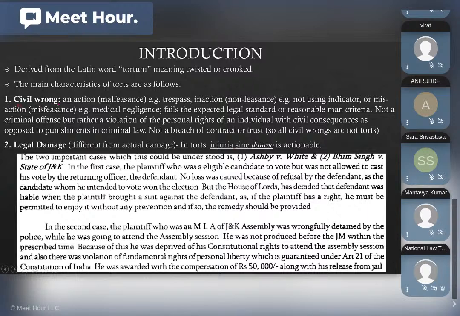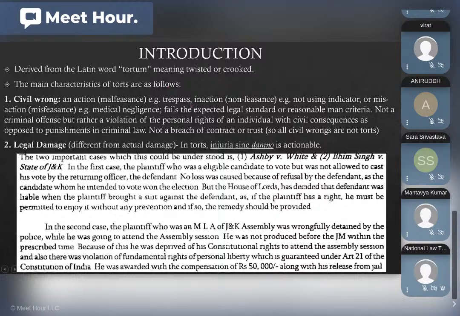Now, torts is an entirely different branch of law. Apart from criminal, we have already read about contracts, so it does not include them. It is a civil wrong, which means it can be an action, an inaction, or it may be a misaction. What does this mean? An action, or it can be termed as malfeasance. So what that means is you have done something that should not have been done. You have broken a rule. A great example for it is trespass. You have entered someone's private property where you are not legally allowed to go. So that is an action which is a civil wrong.